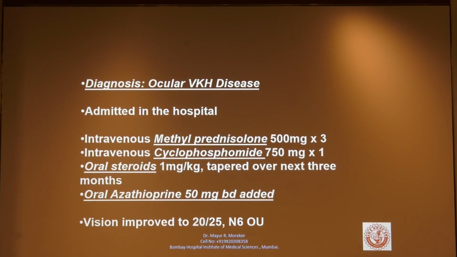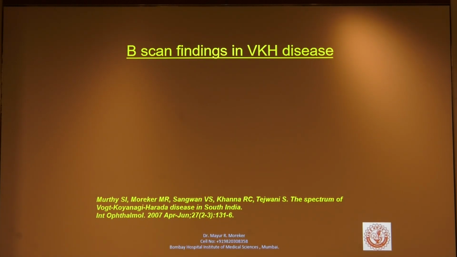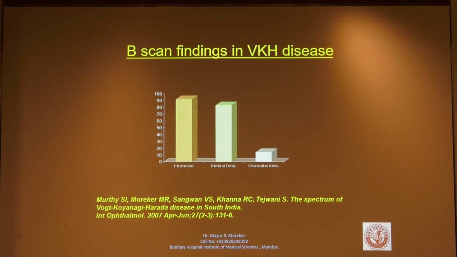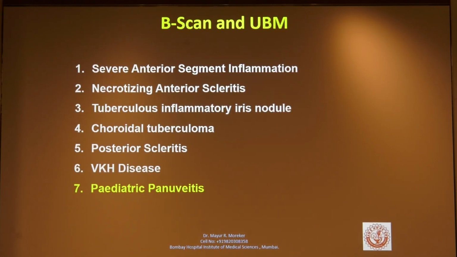This patient was a case of ocular VKH treated with methylprednisolone, immunomodulated with cyclophosphamide pulses and oral azathioprine to achieve good vision. B scan findings in VKH disease have been highlighted. Patients will have choroidal thickening, retinal detachments and choroidal detachments. Almost 90 to 95% of the patients will have a choroidal thickening in VKH disease.